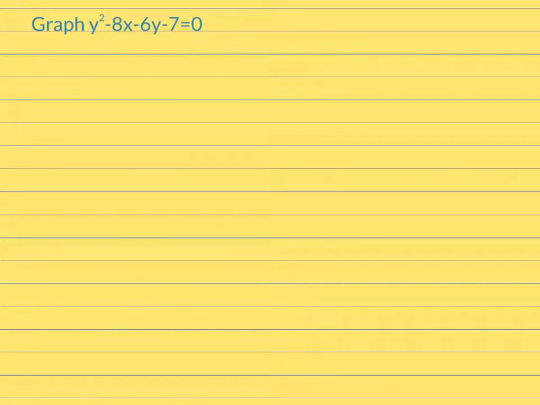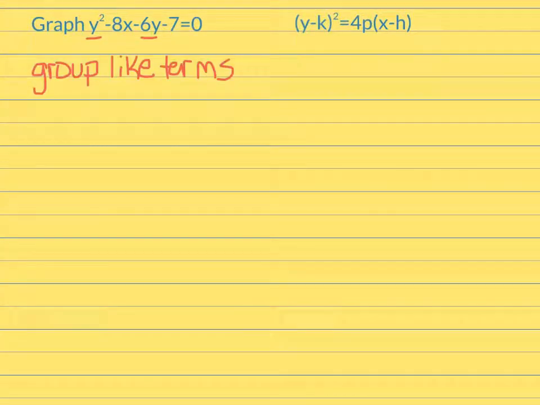Alright, for this next example, we're going to graph y squared minus 8x minus 6y minus 7 equals 0. And that is not something we've ever seen before. When we graph our y squareds, we're used to seeing it in the standard form, (y minus k) all squared equals 4p times (x minus h). So we're going to do some completing the square to make this first equation look like the second equation. Alright, the first thing we're going to do is group our like terms. So I'm going to put the y squared minus 6y together.